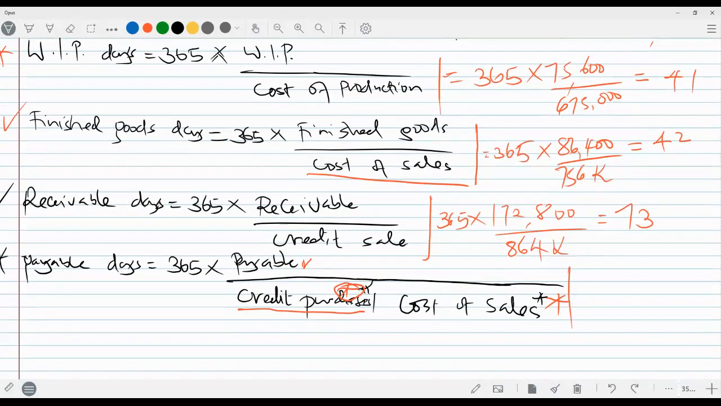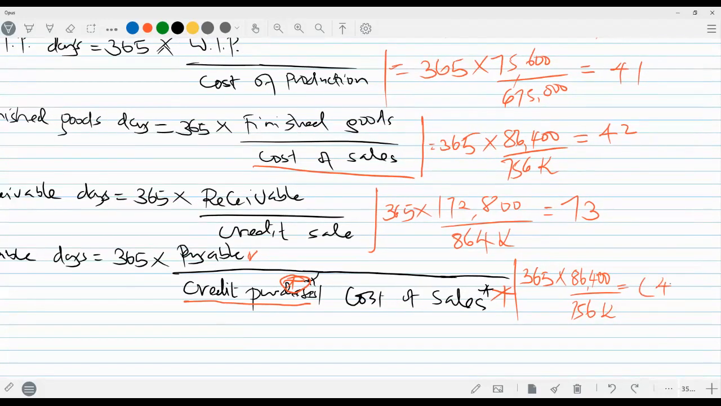Then we get the days for payable. The days for payable will be equal to the 65 days, multiplied by payable, which is 86,400. In this example, don't forget we don't have the credit purchases, therefore we use the cost of sale, which is 756,000. That gives us 42 days, so minus 42 days.